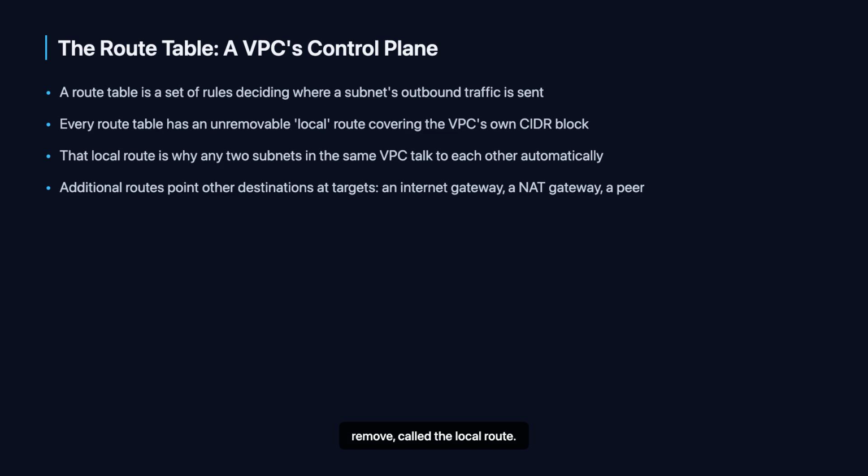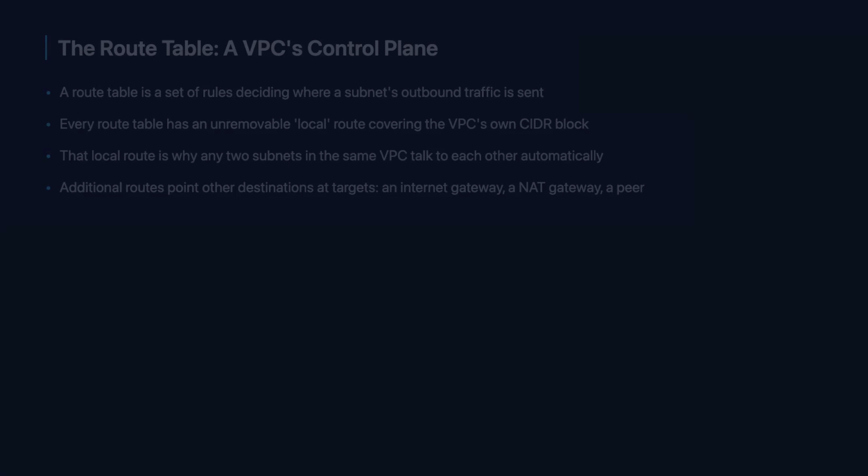Called the local route. It covers the VPC's own address range. That local route is the reason any two subnets in the same VPC can talk to each other automatically, with zero setup. Internal connectivity is free and built-in. On top of that local route, you add more routes that send other destinations to specific targets: an internet gateway, a NAT gateway, or a connection to another VPC. Change those routes, and you change everything about what a subnet can reach.